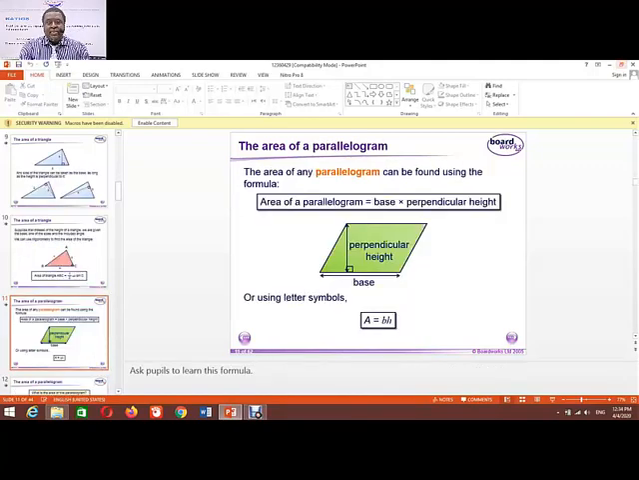The area of a parallelogram. The area of any parallelogram can be found using the formula base times perpendicular height. So in a parallelogram, we have the perpendicular height and we have the base. In order to find the area, we only multiply the base by the perpendicular height.